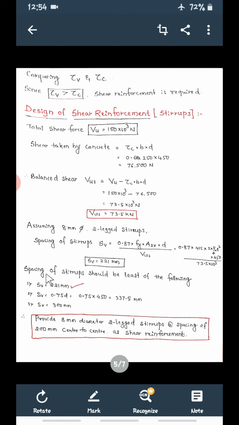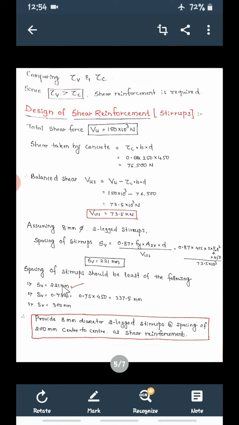The spacing of stirrups should be the least of the following. Least means lesser value. One is this SV, spacing, equal to 221 mm, from this equation we have got. Second, at any condition, spacing should not be more than 0.75 D. So 0.75 D, effective depth 450, that is 337.5. And then another is 300 mm. So out of these 3, whichever is the least value will be the spacing. So spacing will be 221, which is the least.